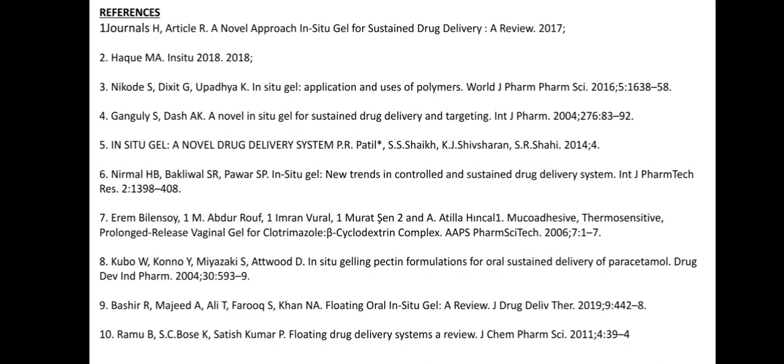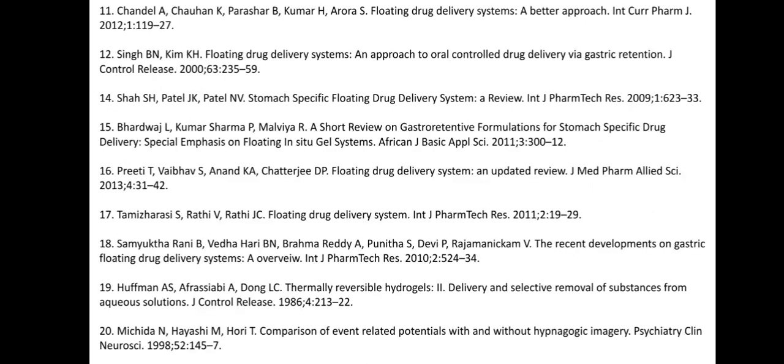These are the references we have taken from that site for researching our article regarding the overview of the in situ floating drug delivery system. These are the references.